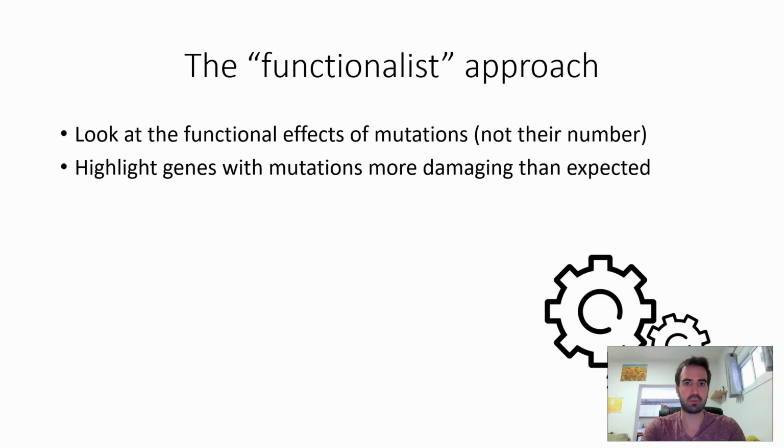So we propose what we call the functionalist approach. And here the idea is instead of looking at the number of mutations, we will actually look at their content and specifically their functional effects on genes. And we will try to highlight those genes with mutations that appear to be more damaging than expected at random.